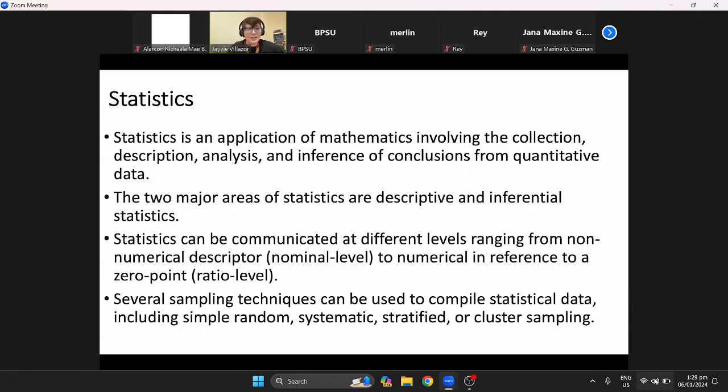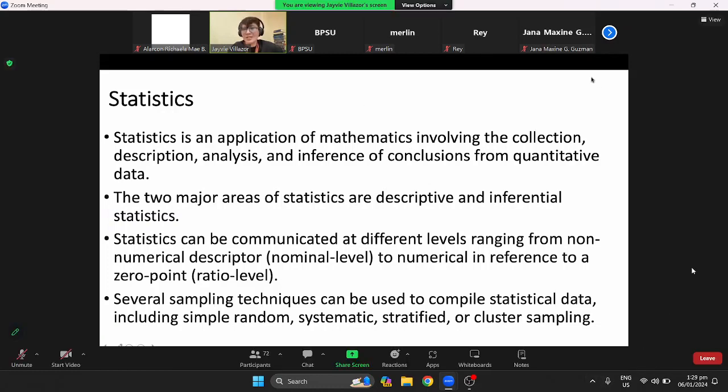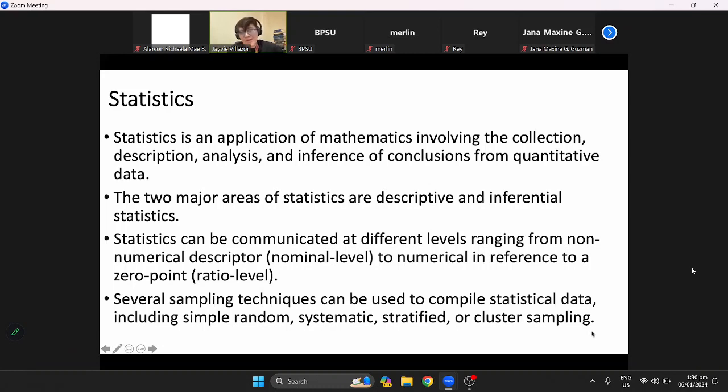So, statistics. The definition is, statistics is an application of applied mathematics involving the collection, description, analysis, and inference of conclusions from quantitative data. Now, I know you're very familiar with statistics because statistics is integrated in junior high and senior high. Am I correct?